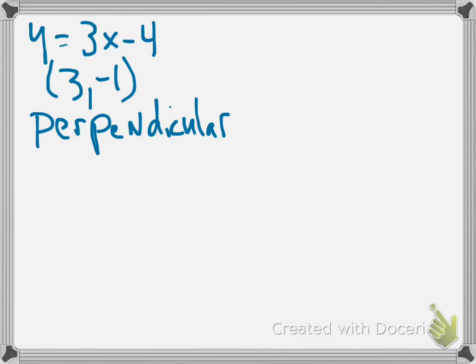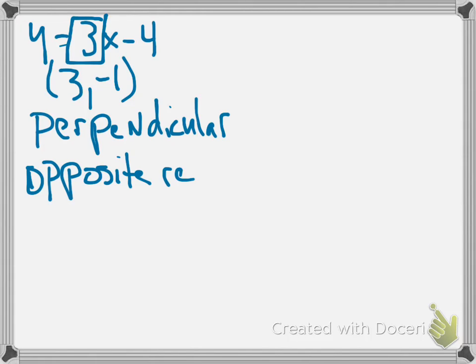Okay, so now we want something that's perpendicular to y equals 3x minus 4. And again, we're worrying about the slope. Notice I'm not even worrying about anything else other than that number that's in front of the x. And if I want to be perpendicular to that, remember, perpendicular means opposite reciprocal.